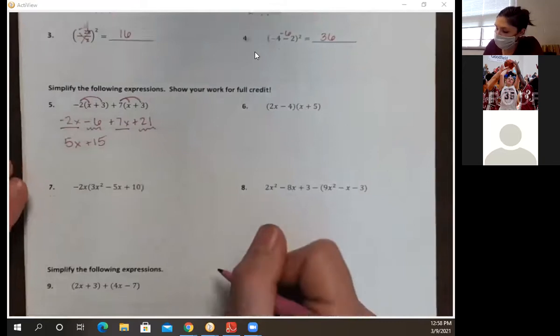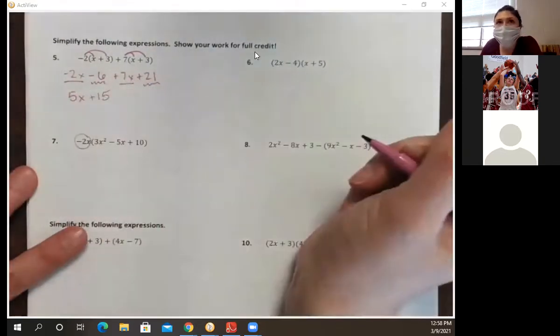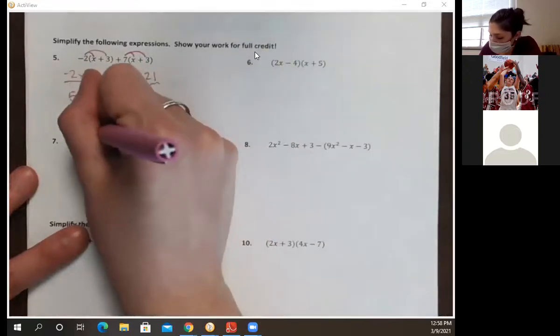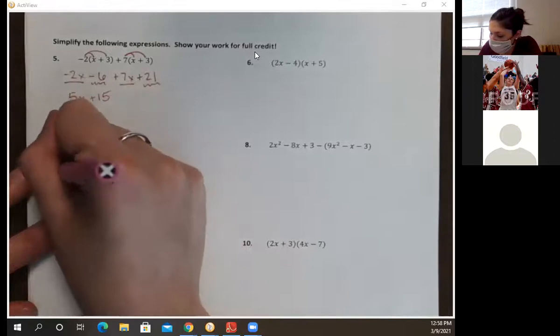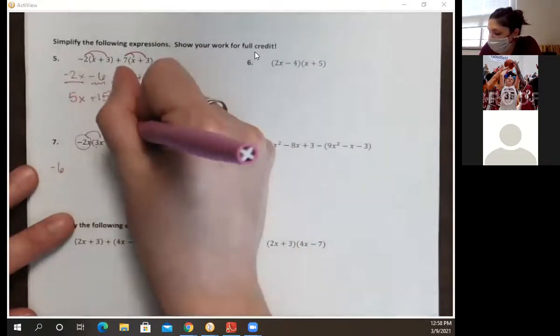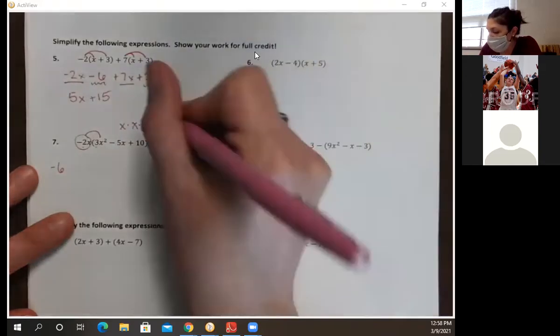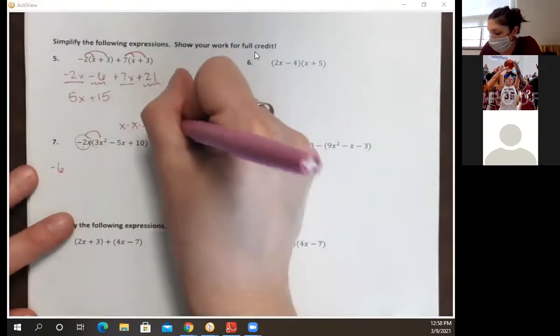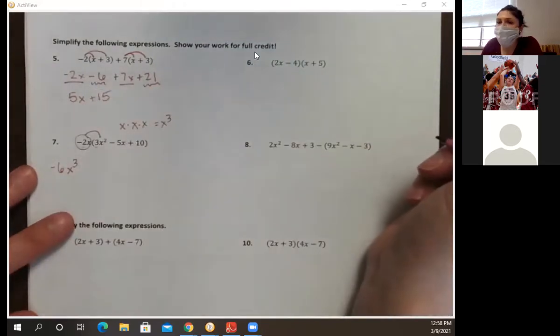If we hop down to number 7, we're going to distribute this negative 2x to each term inside parentheses. So negative 2x times 3x squared, I'm going to multiply those coefficients and I get negative 6. And then I have x times x squared. And remember, x squared is x times x. So what I would get here is x cubed. When I'm multiplying variables, that's where I can see a change in that x.